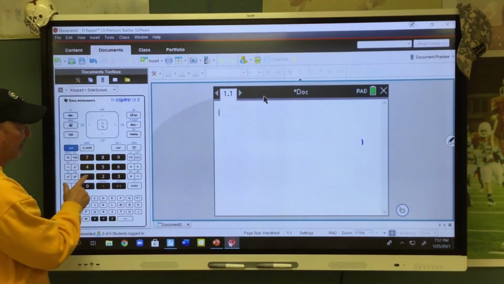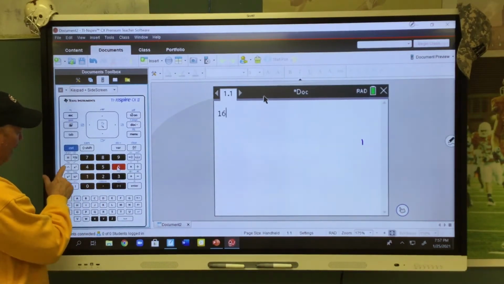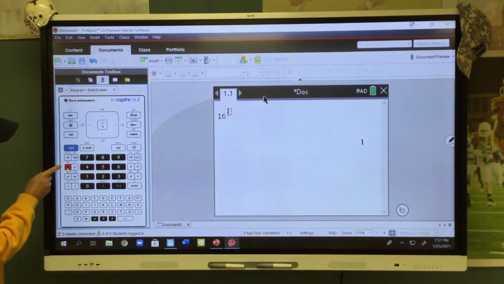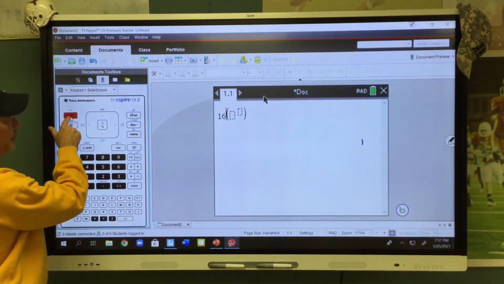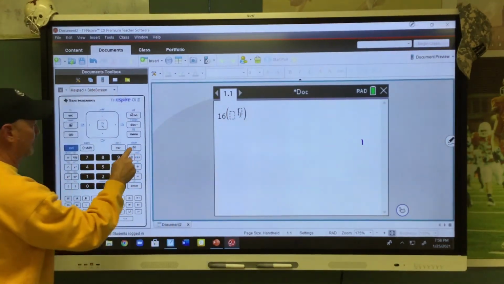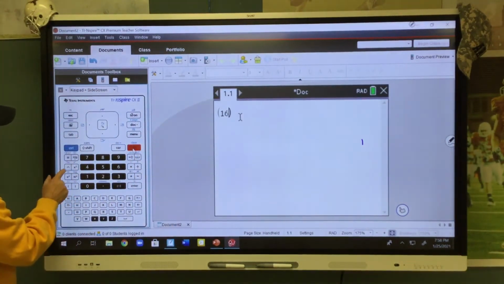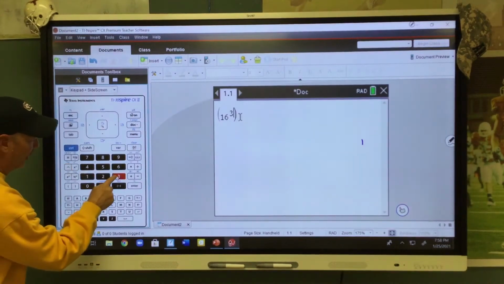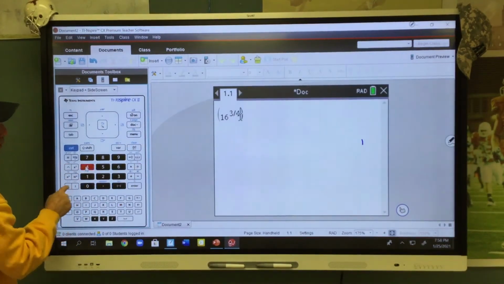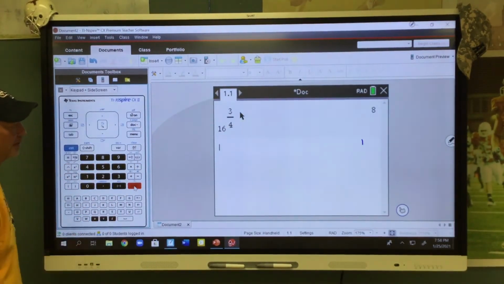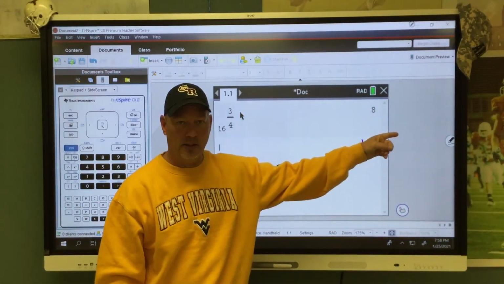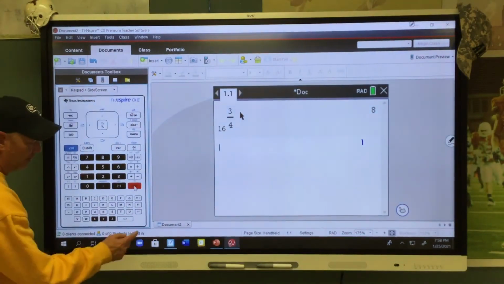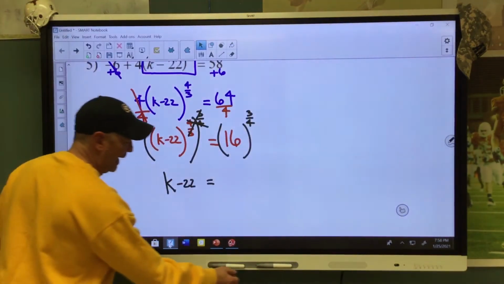So we're going to say 16, and we're going to raise the power with this little rooftop or a carrot top. Okay, so we're going to raise this to 3 divided by 4. And we're going to hit enter. 16 to the 3/4 is an 8. Okay? Let's go back to our paper. So we know that this is going to be an 8.